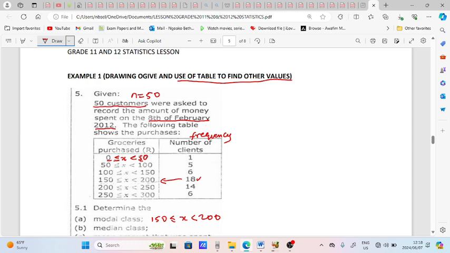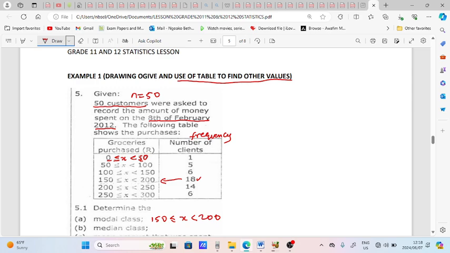So now they want the class, because we cannot point to one value and say this is the median. We're going to point that on the ogive. But on the table, it's not easy. We just know that the median is between these two numbers. Let's go and get that. And we know the formula for finding the median again.